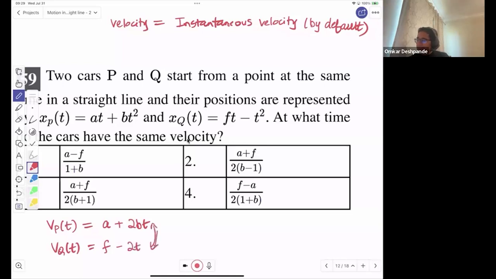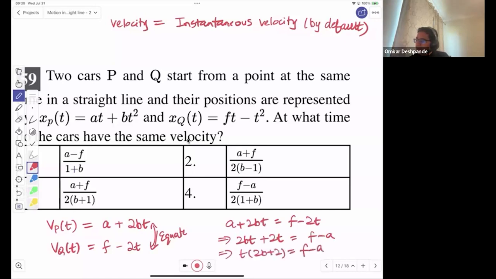So now we just have to equate these, right? So A plus 2Bt is F minus 2t. So we have to solve for t here. I'll bring all the t terms on the left and move the constant terms to the right. So that means t times 2B plus 2 is F minus A. So t is just F minus A divided by 2B plus 2, which you can write as twice of B plus 1. So that makes the fourth choice correct.